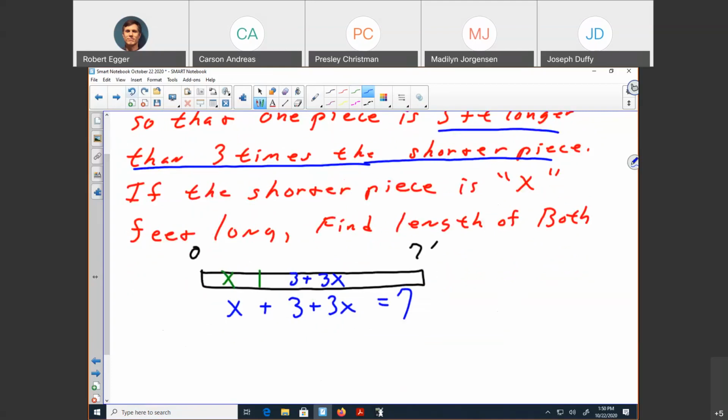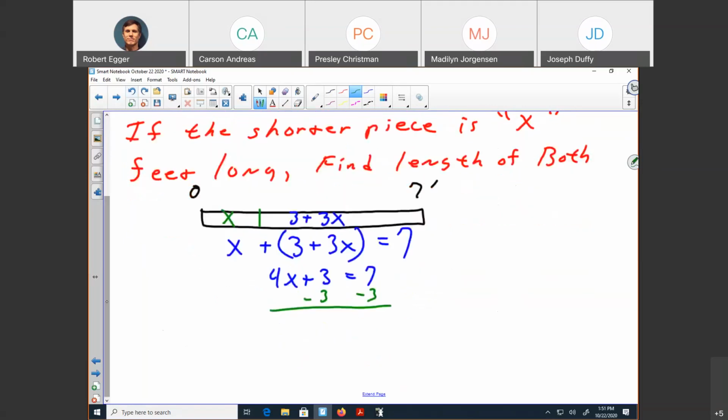Short piece plus the long piece equals 7. The long piece is 3 plus 3x. And I combine it, which gives me x plus 3x equals 7. And that's an addition, so I'll move the plus 3. So 4x equals 4, divided by 4. Declare the coefficient.